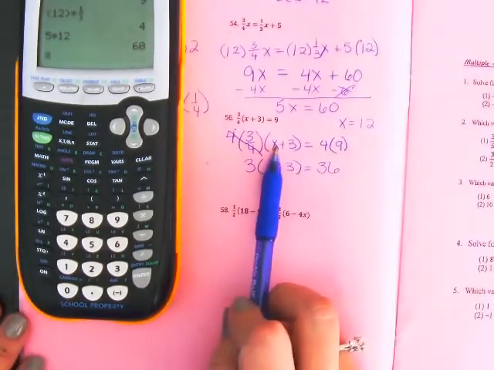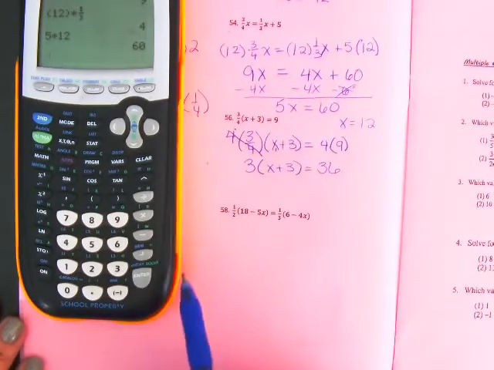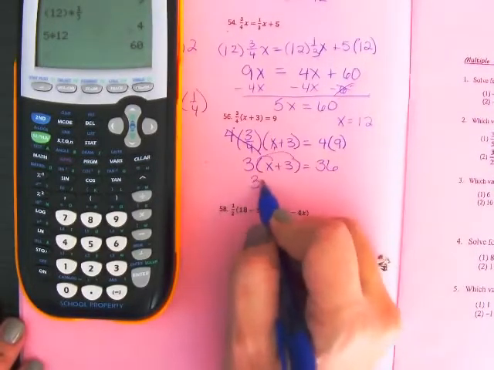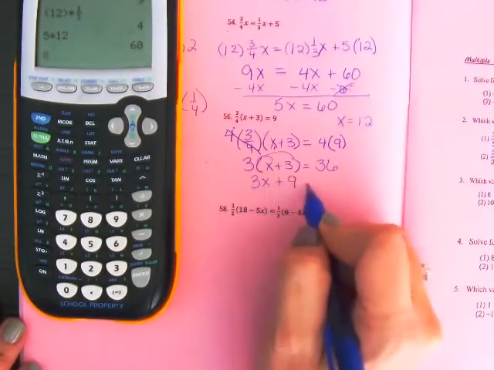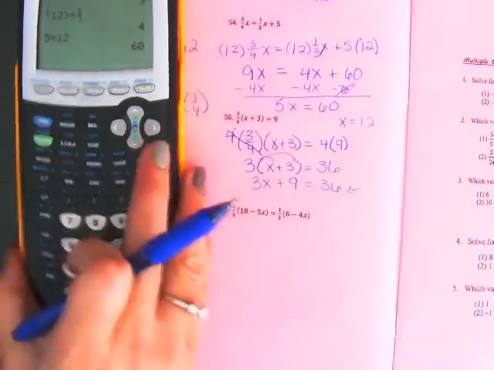Now, I did this before I distributed, because if I distributed twice, I would have just had to do more math with the fraction. So get rid of the fraction first, and then distribute. Do your work here. 3x plus 9 equals 36. I'll have you finish this one.